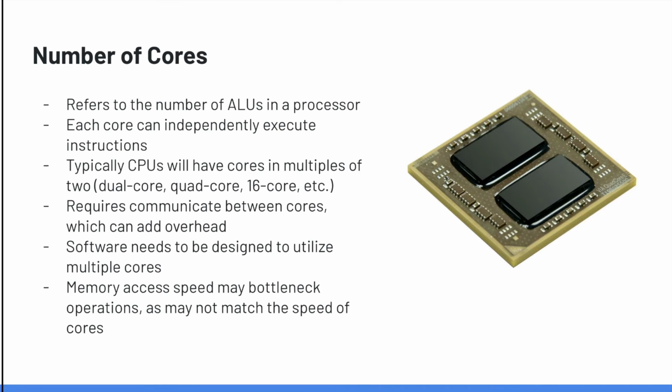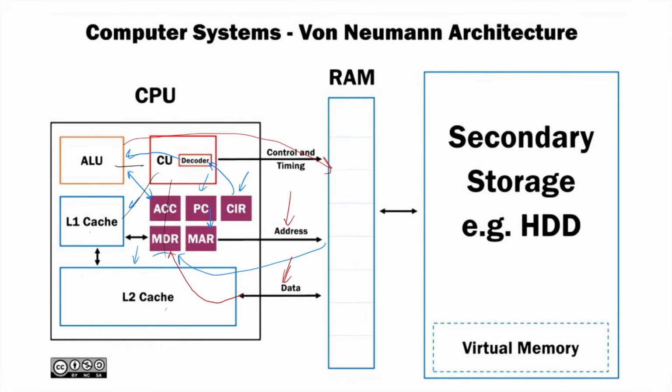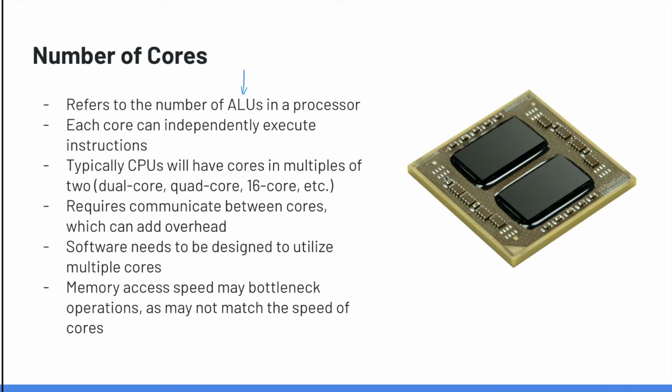Now, number of cores refers to the number of ALUs in a processor. So if you look right here, in our previous example, we only had one ALU. So we really only had one device that was actually executing operations with data that came from the RAM. Having additional cores means having additional ALUs that are all working in tandem. So each core can independently execute instructions, which means that there are multiple cores working to execute instructions at the same time. Now, I think you've probably come across the terms dual core, quad core, 16 core if you've ever been to any computer shop. So typically CPUs have cores in multiples of 2. So you're not really going to have like a tri-core CPU. It's usually just going to be, again, multiples of 2.